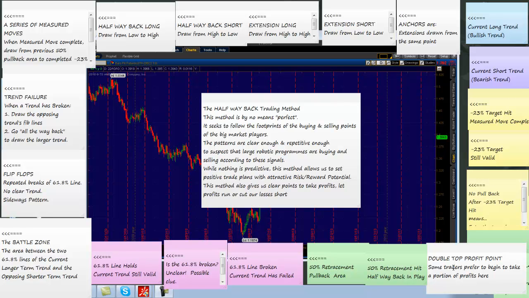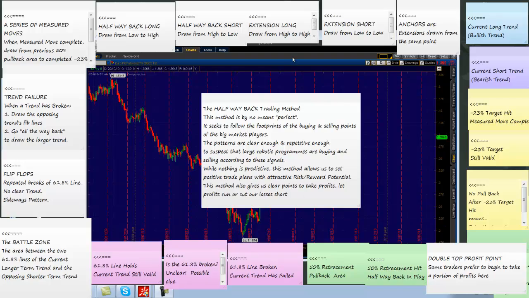Just to summarise, basically the halfway back trading method gives us some really good clues on what the bias is of the current trends, who's in charge, the bulls or the bears, and it also enables us to set up a concrete trading plan with clear profit targets and clear stop losses. So basically they're the two things that the halfway back trading method serves us with.